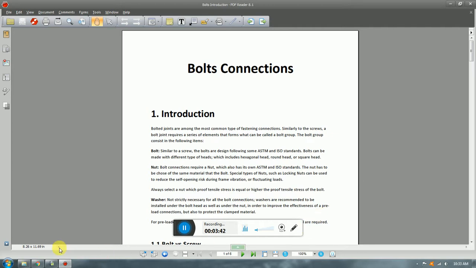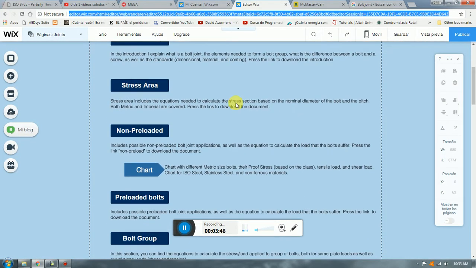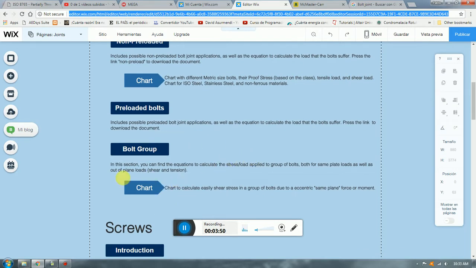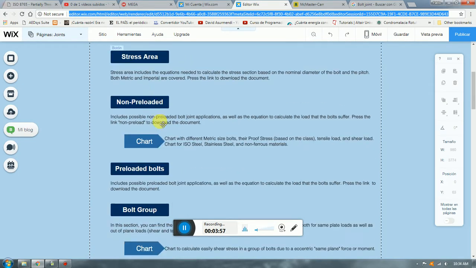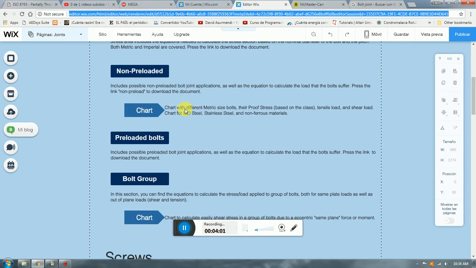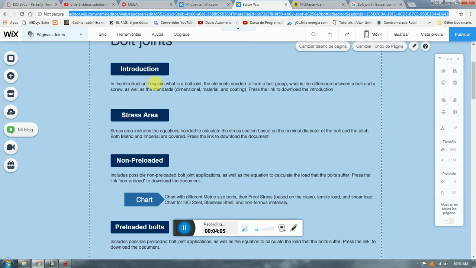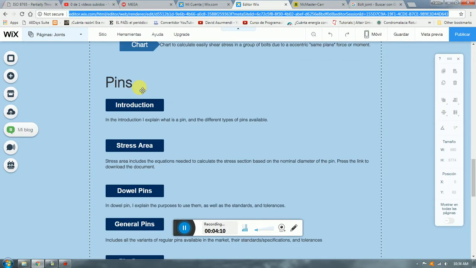Little by little, I'm trying to put everything in a specific website I'm creating. This is for example for the bolt group, the eccentrical thing with the charts, so you can download everything. You can have it in text or in Excel to play with and understand what I'm saying. So far the only one that I activated is the introduction, and then we'll go one by one.